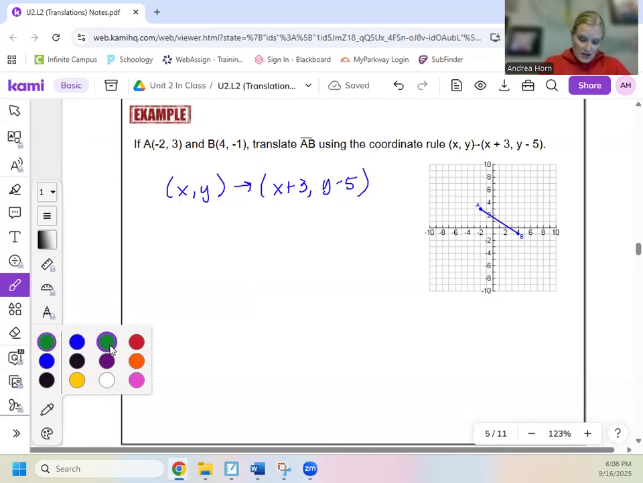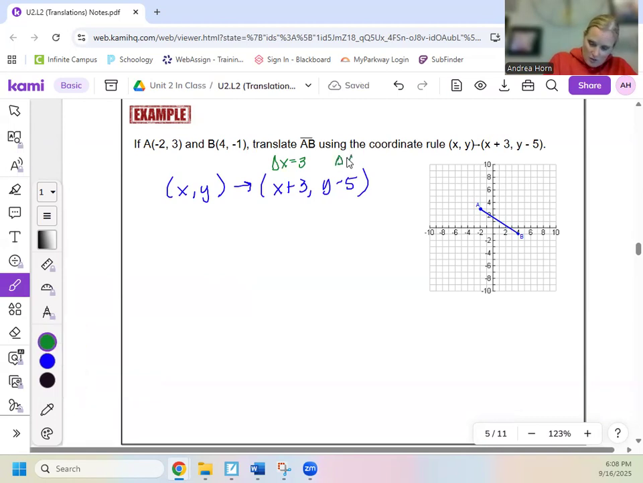We can do a change in x. This would be a change in x is 3, so write 3. This would be a change in y, which would be negative 5, so down 5. So we can go to our graph and we can go ahead and do that. Or our other option is we can go ahead and take advantage of actually the formula.